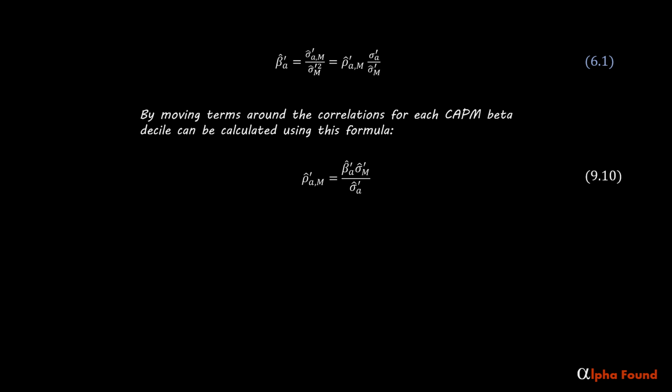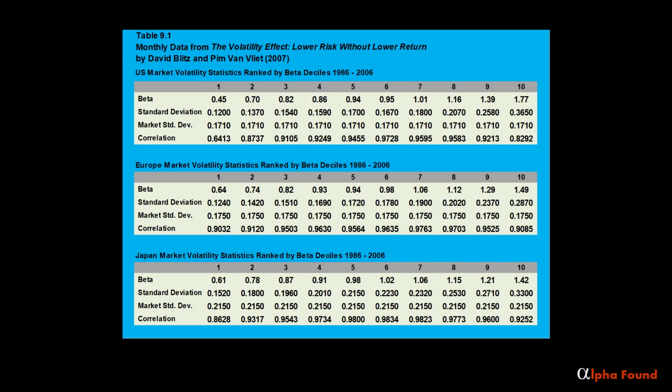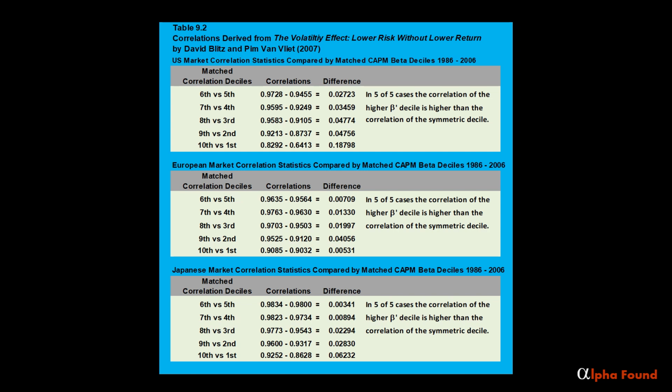Here is the result of the correlation calculation. It's in the fourth line of each of three statistical groupings found in Table 9.1. At first glance, the correlation data may not show much, but on a closer look, if we examine the correlation of each decile and its corresponding symmetric decile, in each case, the higher beta decile has a higher correlation than the lower beta decile, as seen here in Table 9.2. You may have to stop the video from time to time to review the tables.